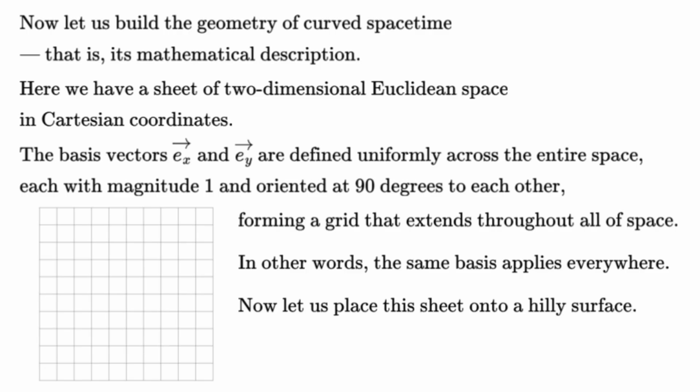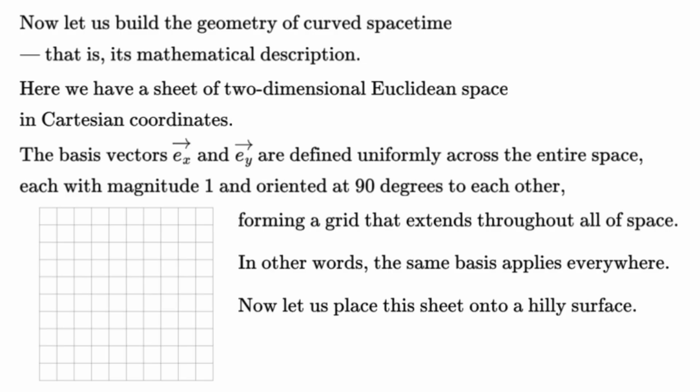Now let us build the geometry of curved spacetime, that is, its mathematical description. Here we have a sheet of two-dimensional Euclidean space in Cartesian coordinates. The basis vectors Ex and Ey are defined uniformly across the entire space, each with magnitude 1 and oriented at 90 degrees to each other, forming a grid that extends throughout all of space. In other words, the same basis applies everywhere.